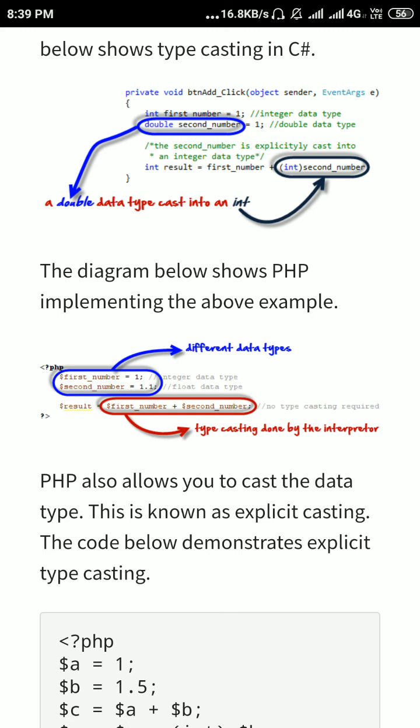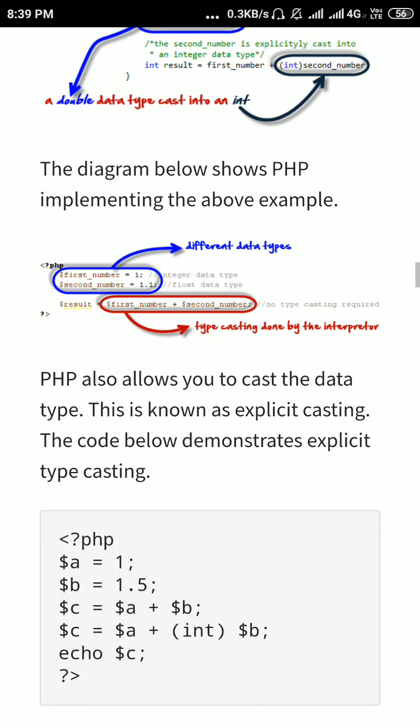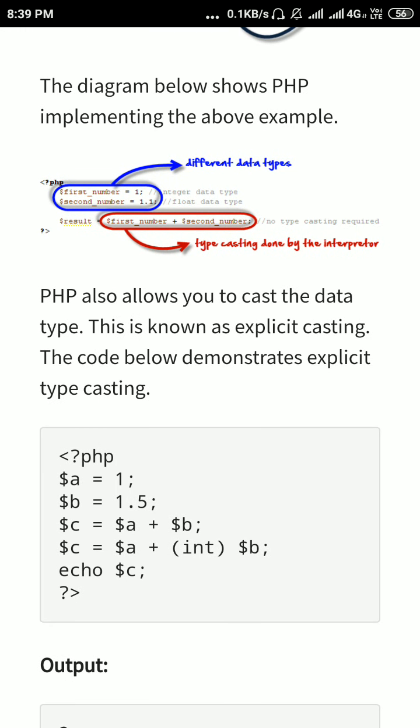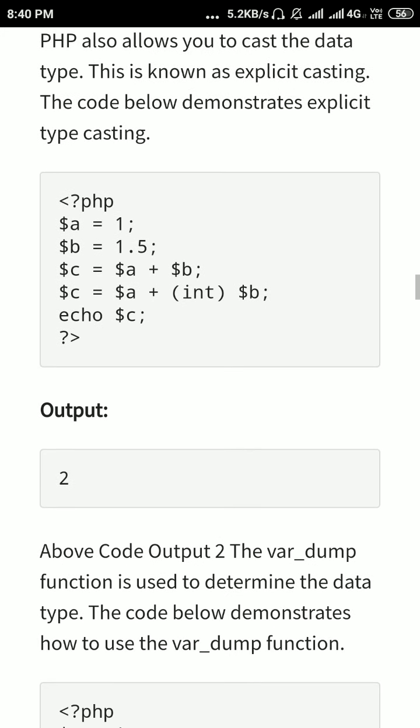So PHP also allows you to cast the data type. This is known as explicit casting. Here is the demonstration of explicit typecasting. Like if you have written a is equal to 1.1 and then you want to change it explicitly, then you can write like this. Here variable b value is 1.5, which is a floating point, and you have to change it to integer type. Then you have to write this type of code, right? And then you can print the value, which is obviously true.